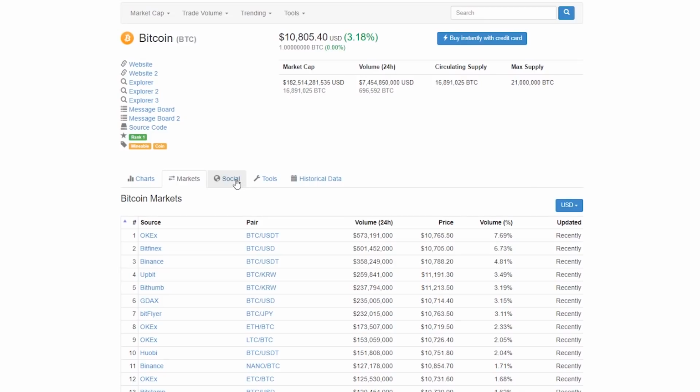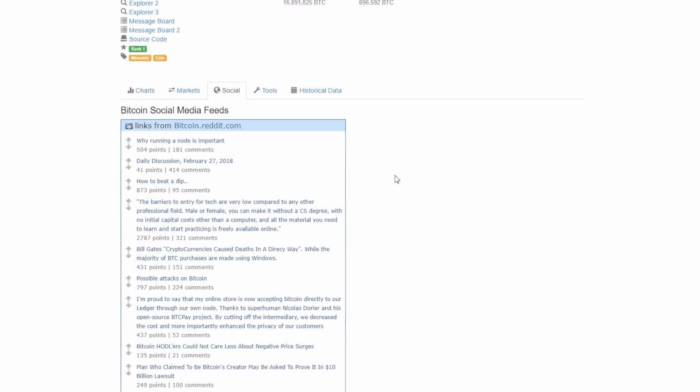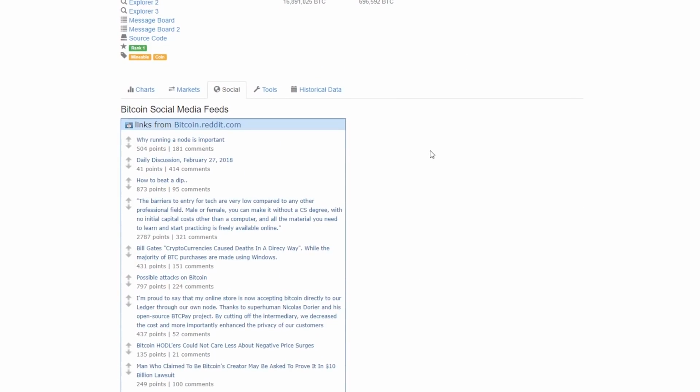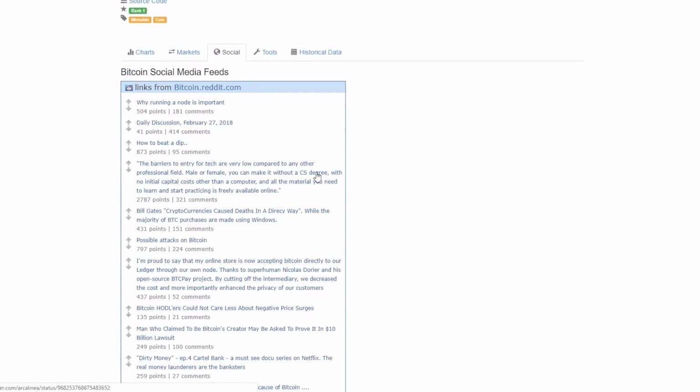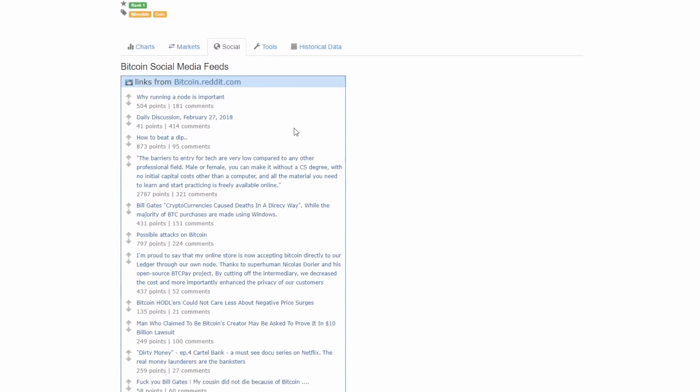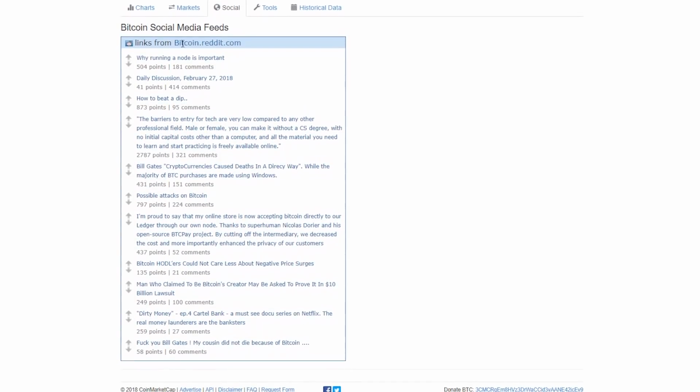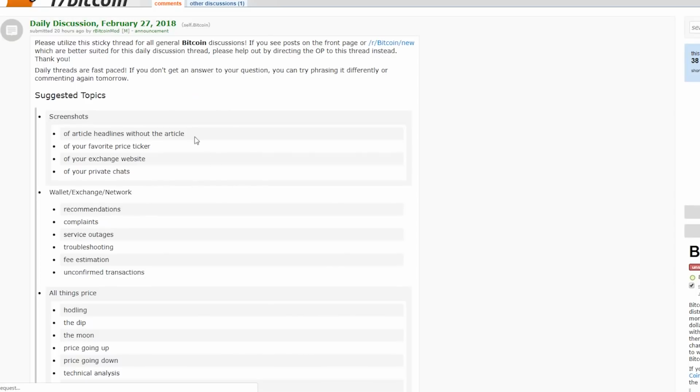Now the next tab along here is social. This is a really important one, as you'll see when we look at Ethereum. Social contains the key source of information relating to community-based discussions on different cryptocurrencies. At the moment, because there's no real company behind Bitcoin, we don't have a Twitter feed, we just have a Reddit. So we can see here different popular discussions going on for Bitcoin. You can see a daily discussion, you can click on this and it will take you to that Reddit post, and you can have a look.